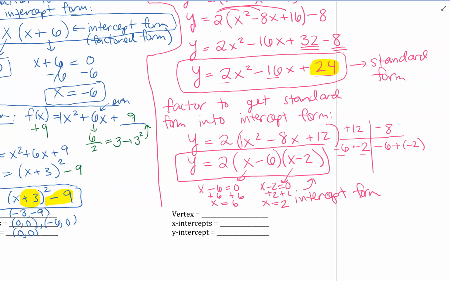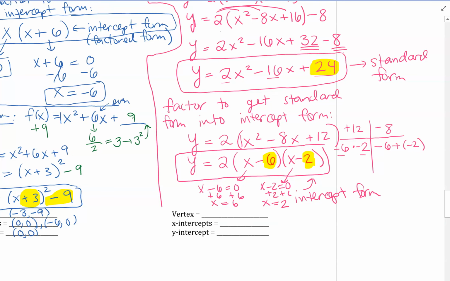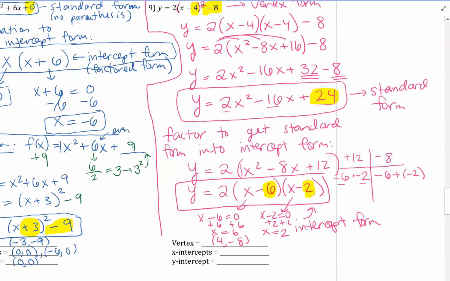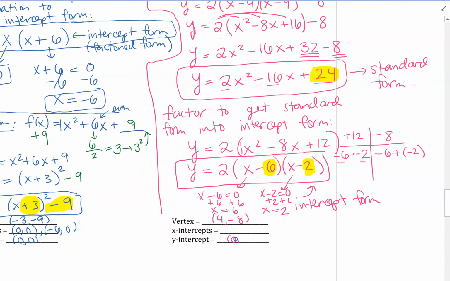So let's write down all of the pieces of information that we were able to find. We were given the equation in vertex form, so the vertex was (4, negative 8). We were able to distribute that to get standard form to see the y-intercept of (0, 24). And after factoring and setting each factor to 0, we found that the x-intercepts were 6 and 2.